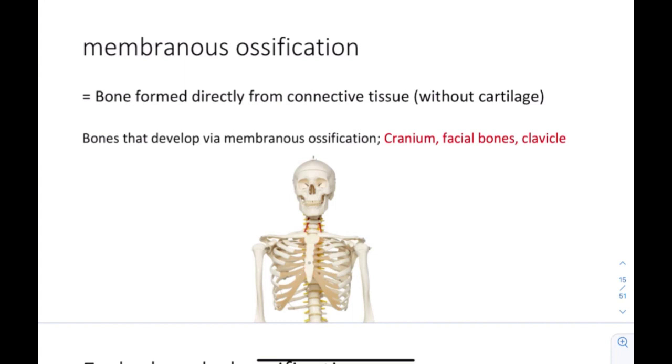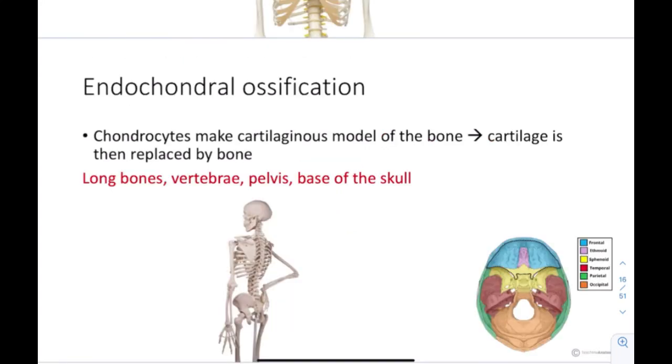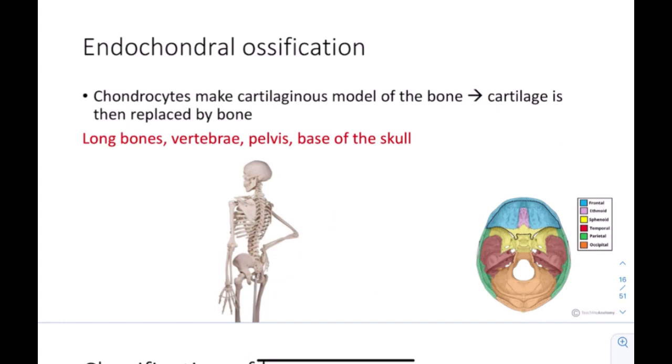So, for example, bones that develop by membranous ossification include the cranium or the skull, the facial bones, and the clavicles. And then we have something called endochondral ossification. This is when chondrocytes or cartilage cells make a cartilaginous model, which is then replaced by bone. So the cartilage is then replaced by bone. We call this endochondral ossification.